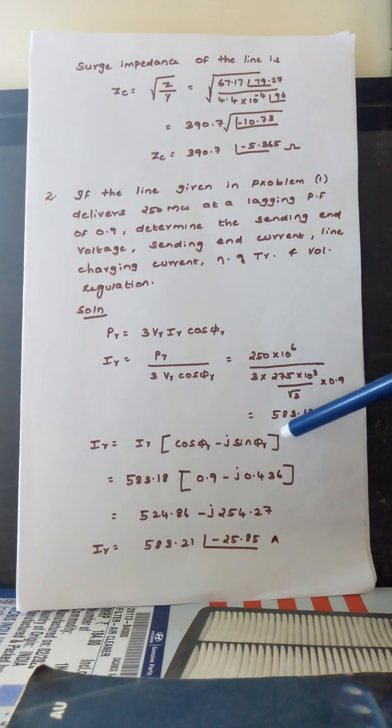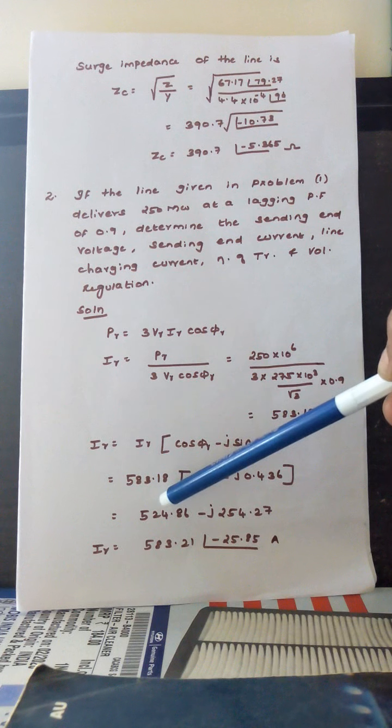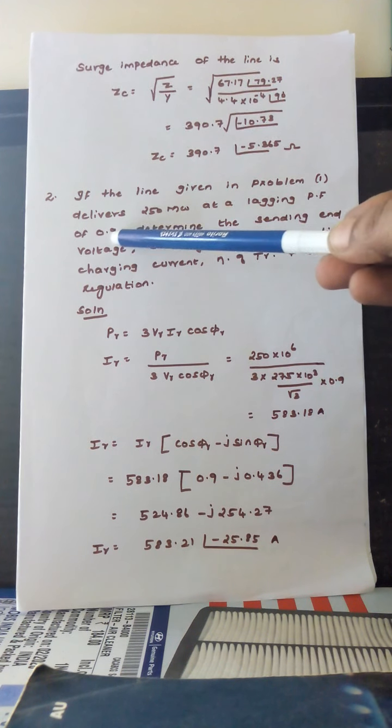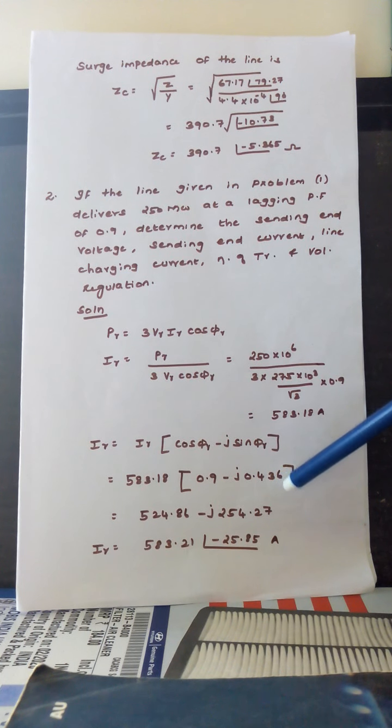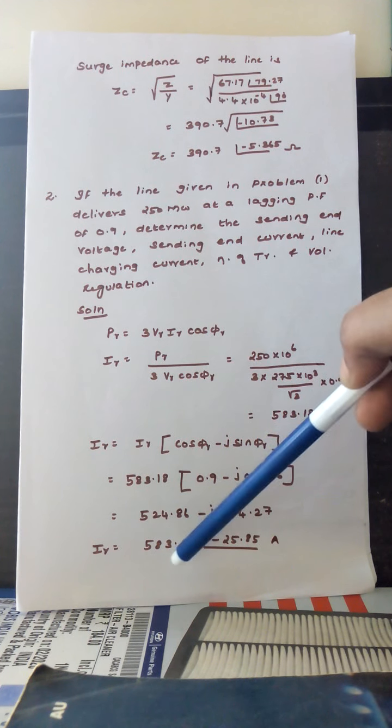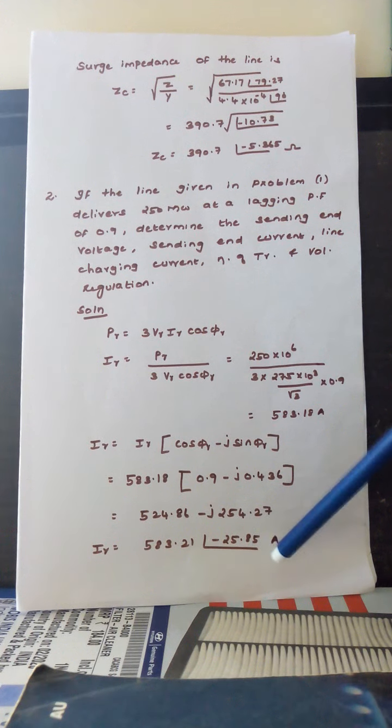So the magnitude we got is 583.18 for IR, and cos phi R they have given as 0.9. So from this we can find sin phi R, so we are getting 0.436. So IR is 583.21 at an angle of minus 25.85 amps.